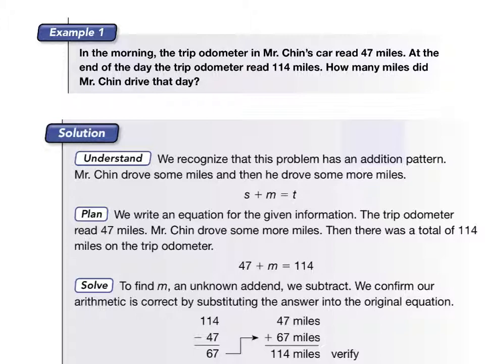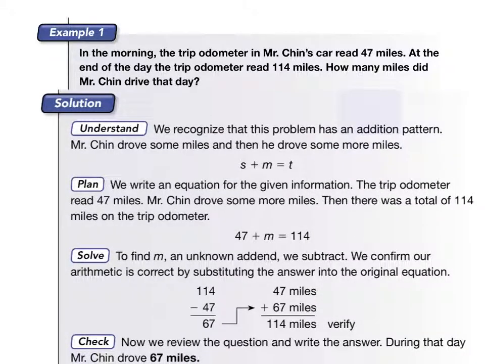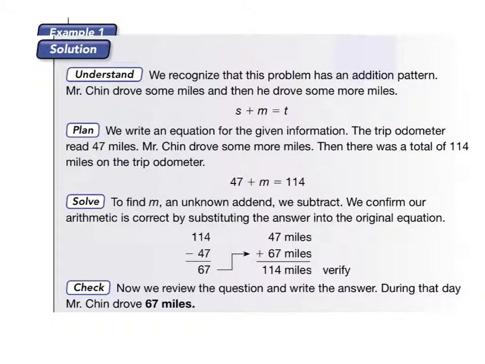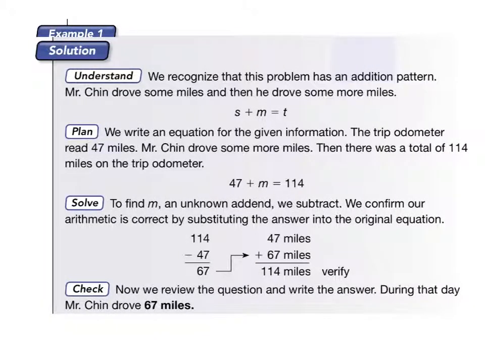So our plan is we're going to write an equation. So notice that we're using the 4-step problem solving model that we talked about at the beginning. So to understand the problem, we want to write down what we know about the problem, and that is that Mr. Chin drove some miles and then he drove some more. And the plan is that we're going to write an equation. Okay, it said the trip odometer read 47 and then he drove some more miles and then there was a total of 114 miles. So that's the plan.